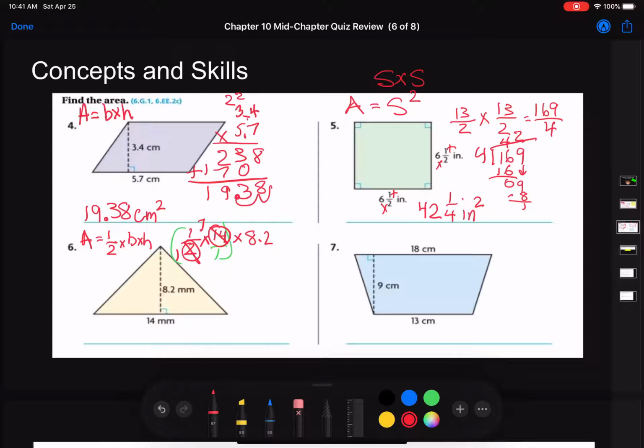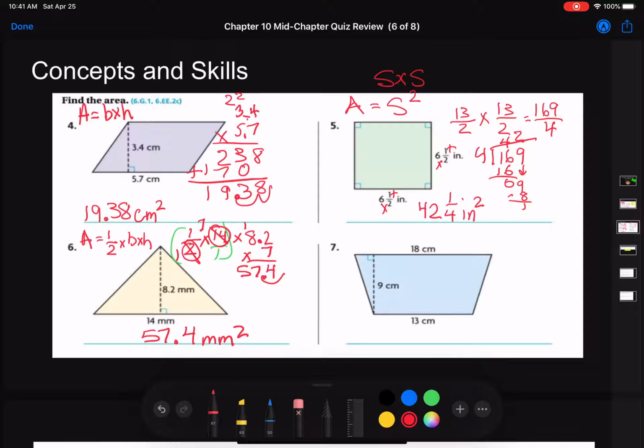So then all I have left to do is go 7 times 8.2. So I'm going to multiply the 2. 7 times 2 is 14. I'm going to carry that 1. 7 times 8 is 56 plus 1, and I'm going to get 57. And don't forget you have a decimal here, so you need to move it once. So your answer is actually going to be 57 and 4/10 millimeters squared.